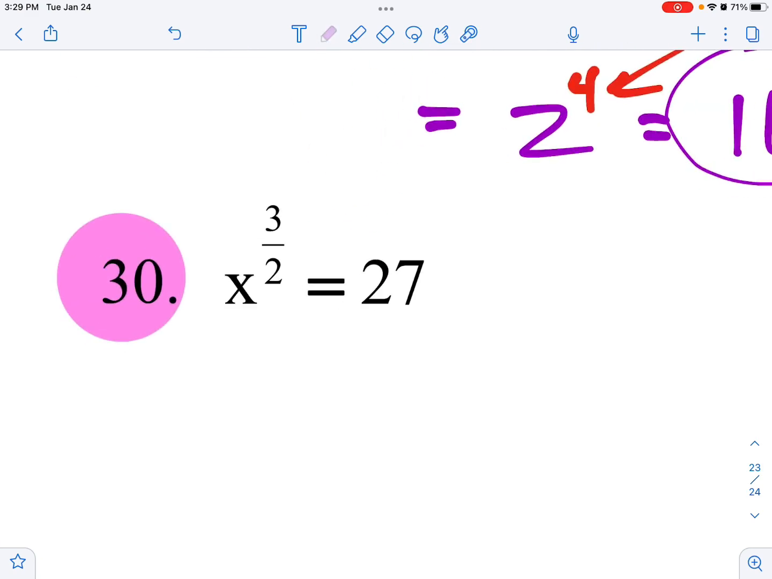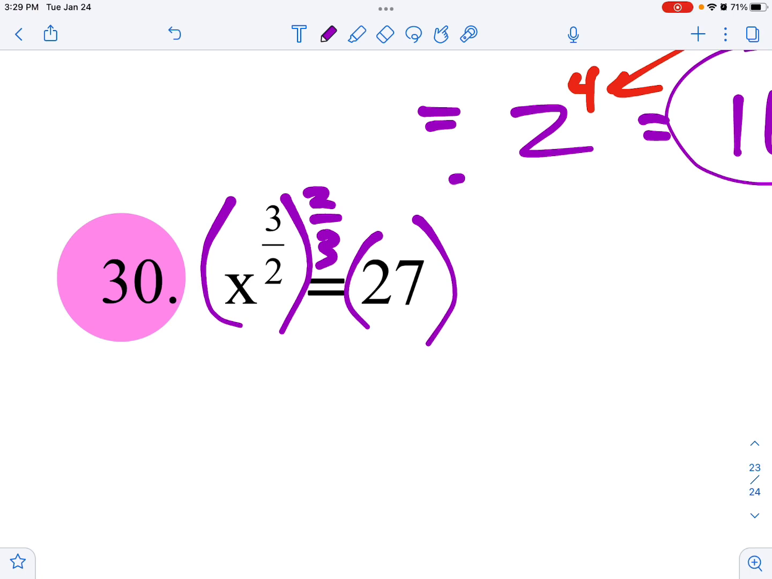Number 30, the last type of problem we're going to do, in order to cancel the exponent, you're going to raise it to the 2/3 on both sides. You're not multiplying it, you're multiplying the exponent. So I'm raising this exponent to this, and that's what cancels, and we just get x on the left.